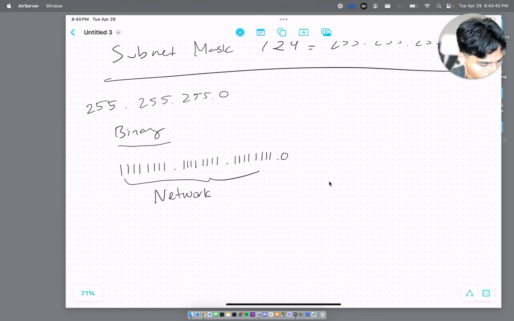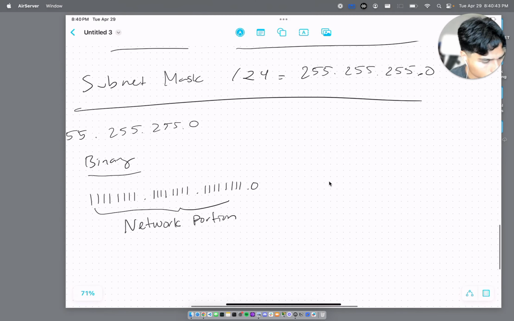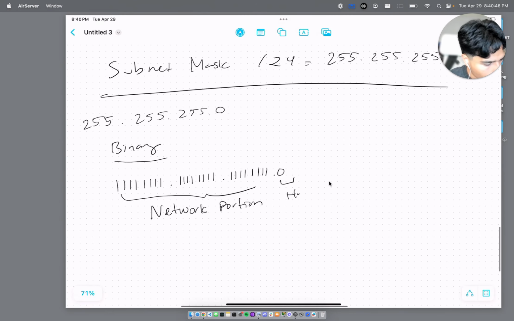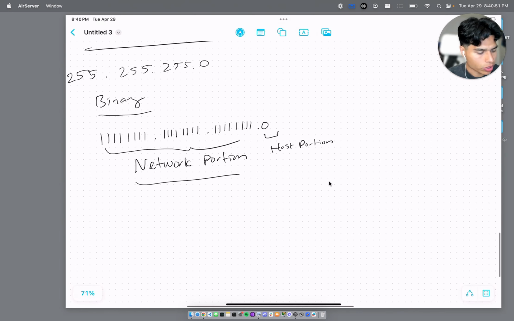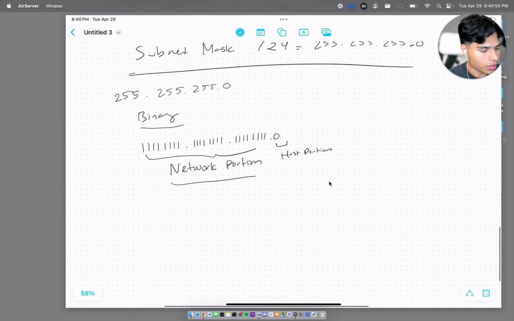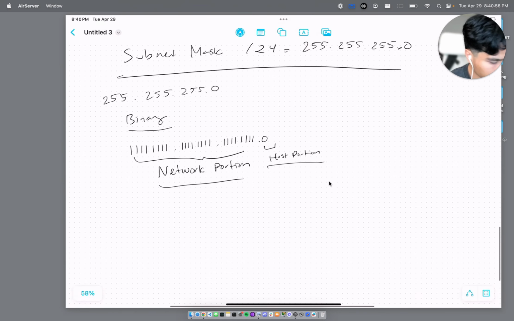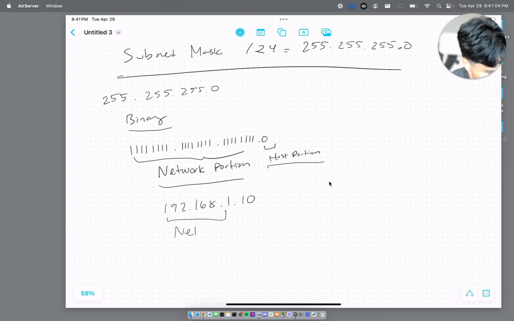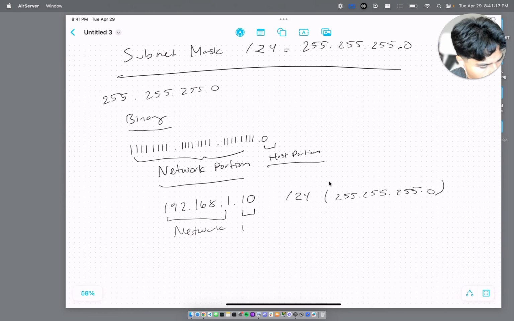So this here is the network portion. And this is the host portion, right? So the network portion is this, and the host portion is that. So for the address, the network portion is this. We have the same subnet mask, and this is /24, which is the same thing as 255.255.255.0. This is the network, and this is the host, right?